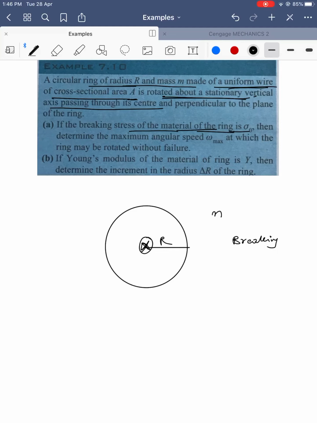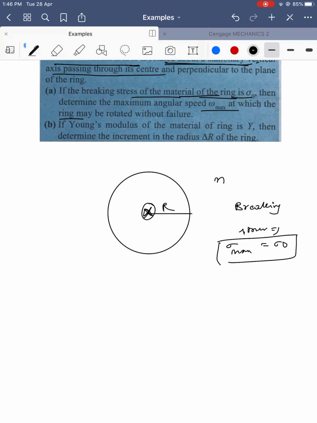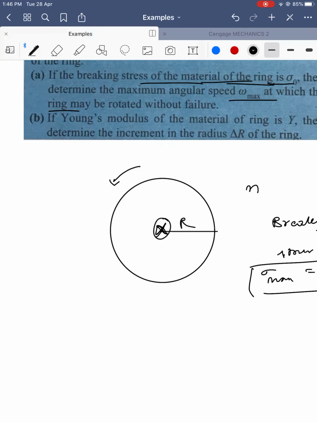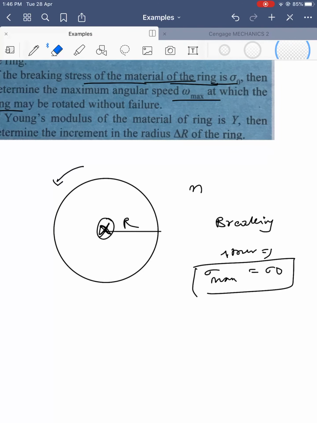Breaking stress is also called maximum stress. Sigma maximum is given as sigma naught. Then what he is asking: determine the maximum angular velocity omega max at which the ring may be rotated without failure. Assume that it is started rotating. So this is a very important model. It will come in the chapters of waves. This kind of question can be asked in waves also.